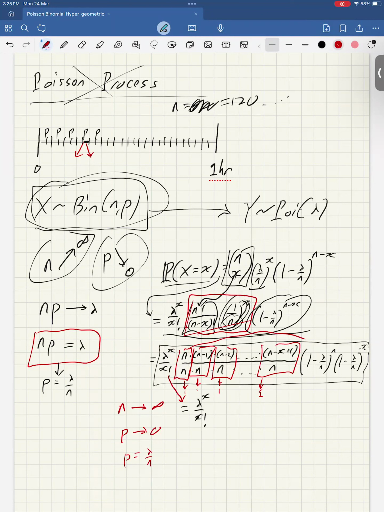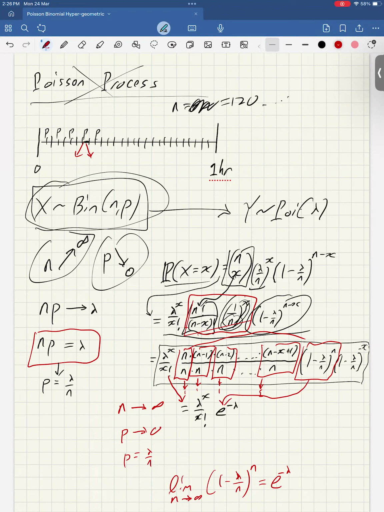Now, a key thing is this. What is the limit as n goes to infinity of 1 minus lambda over n, to the power n? Well, that is nothing but e to the minus lambda. You get that from one of the definitions of the exponential. If you had a plus lambda, it would have been e to the lambda, but since you have a minus lambda there, it's e to the minus lambda. So this goes to e to the minus lambda, which we get right here.